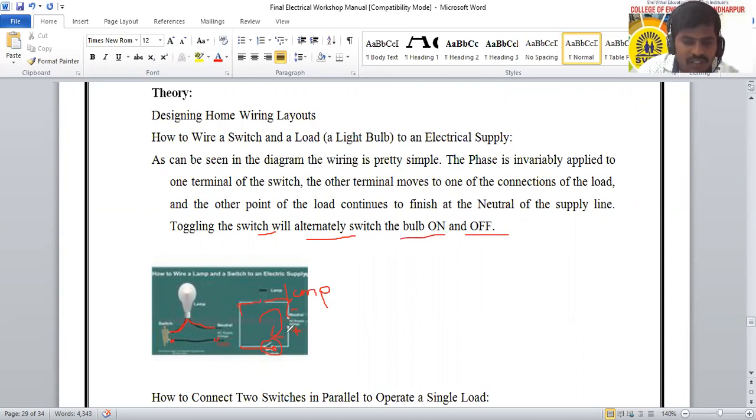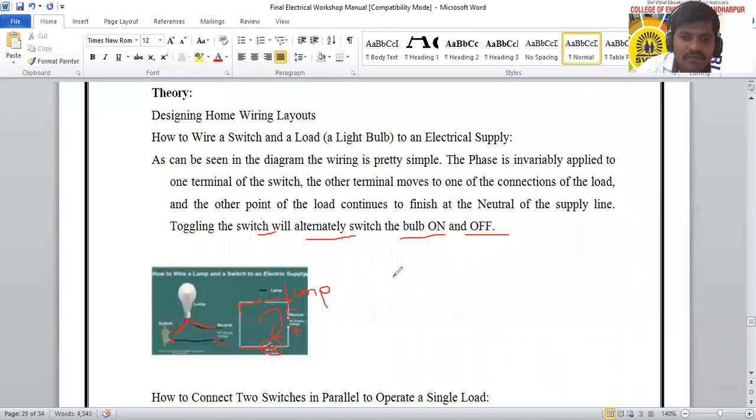Okay, so this switch toggling means pressing the switch. Here it is, the toggle switch. While pressing the switch, the bulb is on. At that situation the bulb will glow. If the switch is open, then the bulb will not glow, or it is in the off condition.